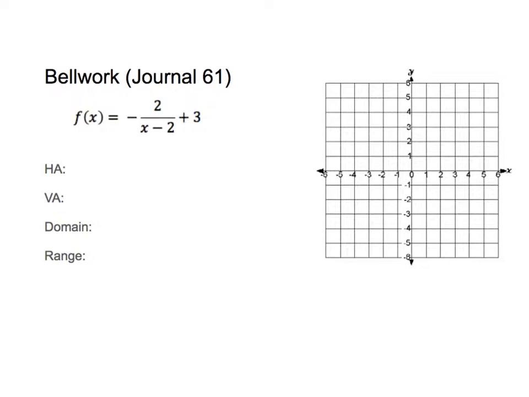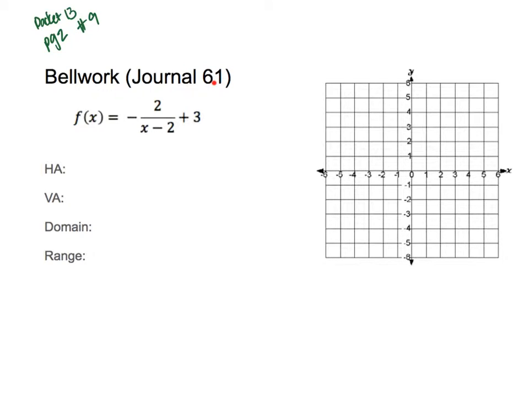Okay, so this problem that we have for our bell work is a problem that you will similarly see on, I believe, page 2 of your packet, problem 9, and I'm talking about packet 13. So if you haven't done that problem, I would use this example to help you out. With this problem, we're going to first find the horizontal and vertical asymptote.